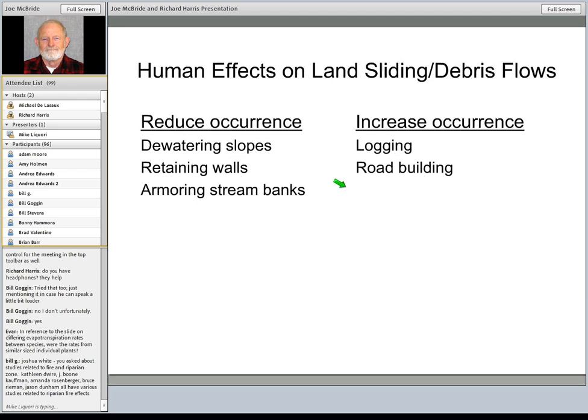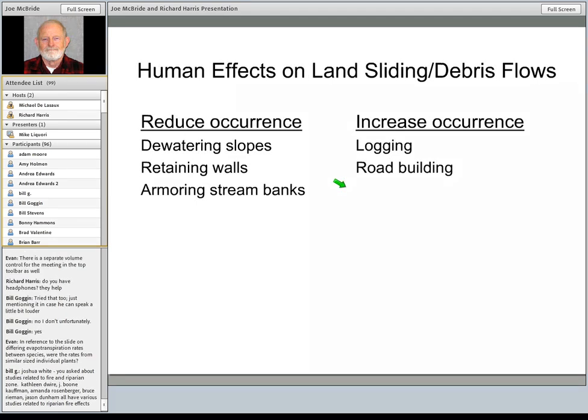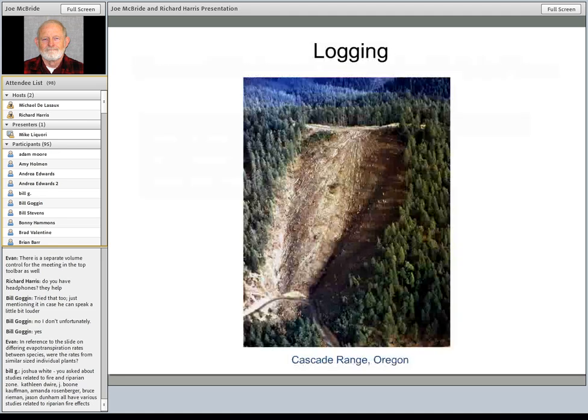The next slide, of course, identifies the human effects on landsliding. We can reduce this occurrence by the dewatering of slopes, by the construction of retaining walls, by armoring stream banks. Logging may often increase the potential for landsliding, and road building itself is probably a major factor that results in the increase in landsliding and debris flows.